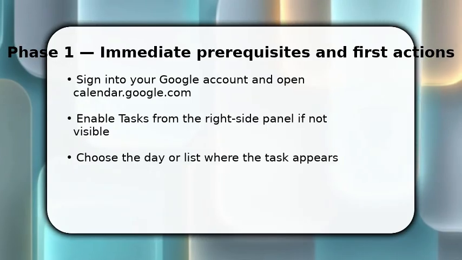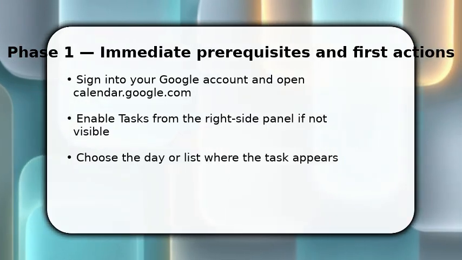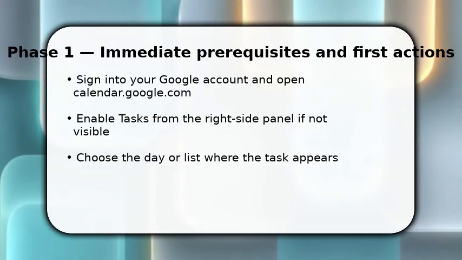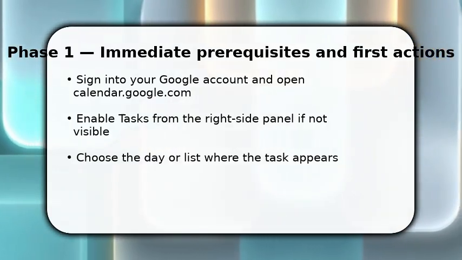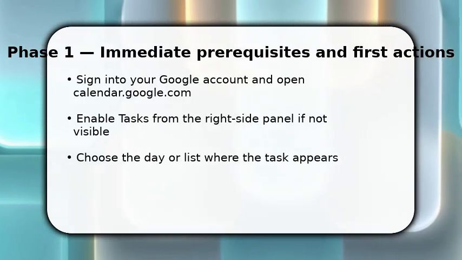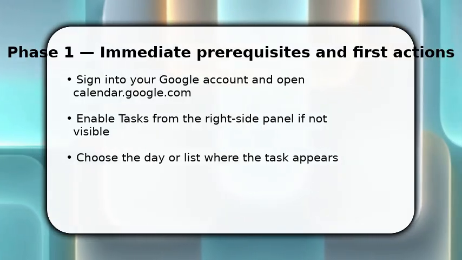Now locate the task you want to recolor, either on the calendar grid or inside a specific tasks list. You'll need that task selected to access its settings. Make sure the task belongs to a list you can edit, otherwise color options won't appear.